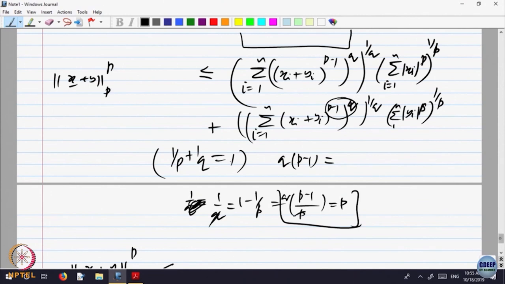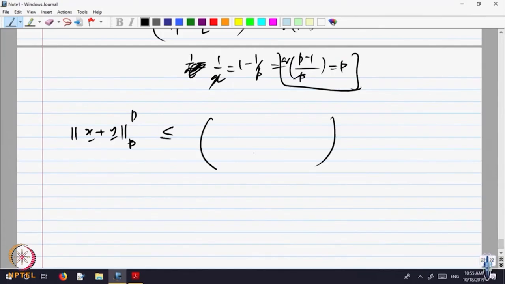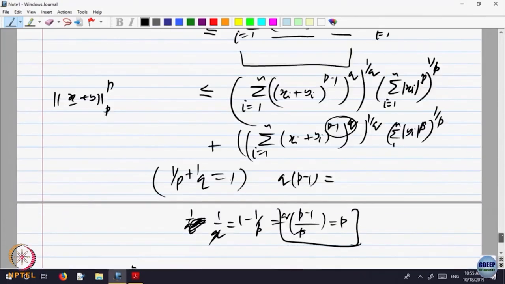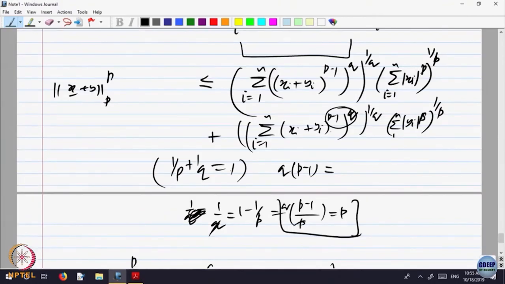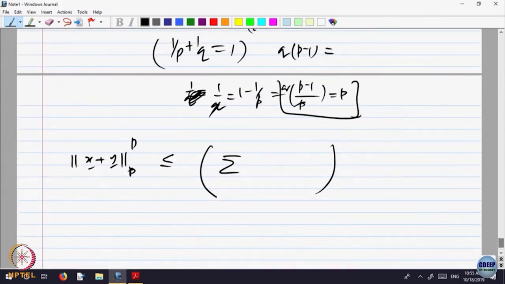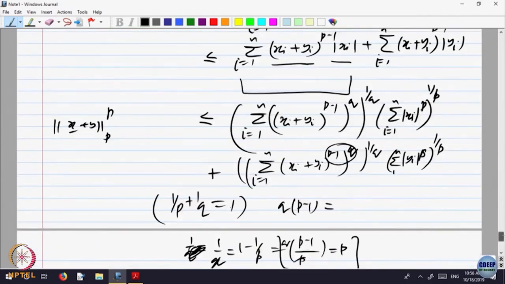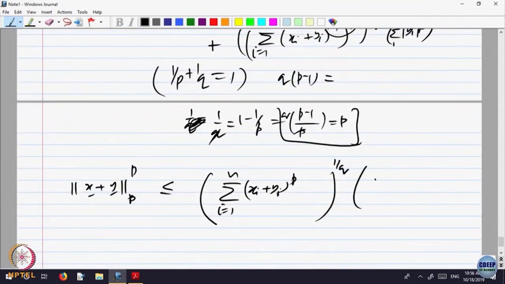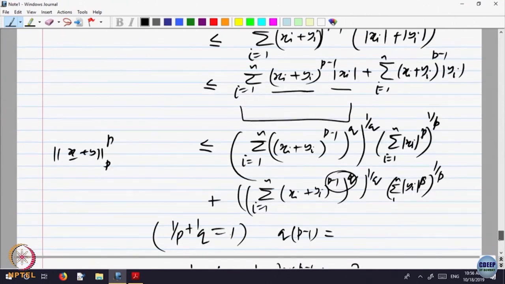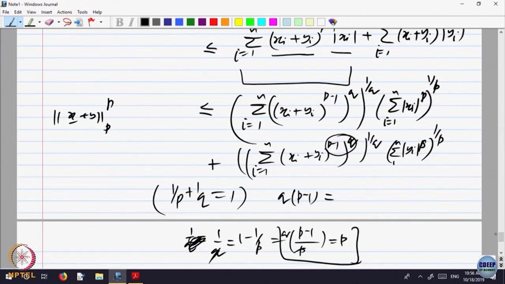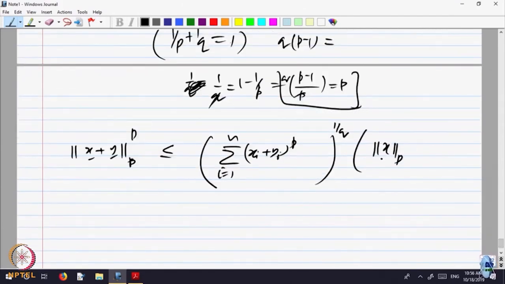So, let me write it outside that quantity. So, it is the summation of |x_i + y_i| raised to power p, i equal to 1 to n, the whole raised to power 1 over q. So, that is equal to the norm of x plus y to the power p over q, into the norm of x plus the norm of y, right.